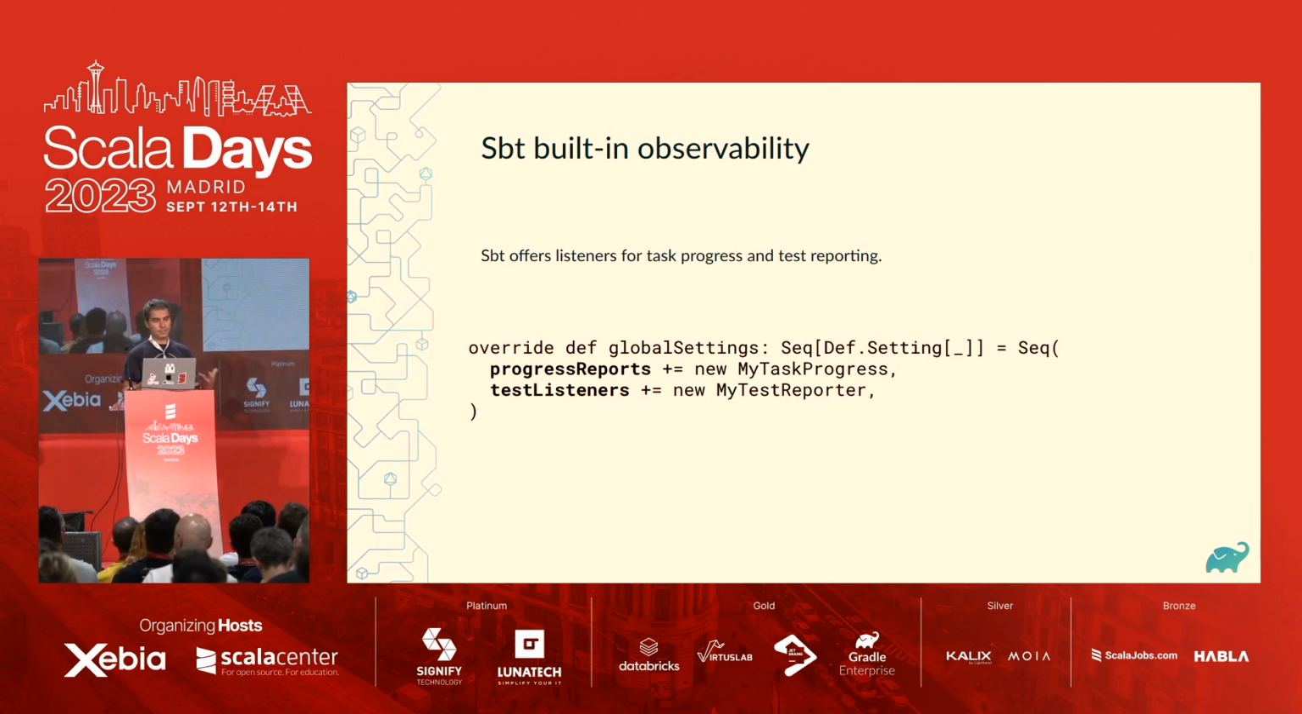So SBT actually has some built-in observability, some listeners that, if you implement those in your build, you can start getting some events out of the execution engine. There are only 2 of those, but they're quite important. The progress reports is a setting where you can add a listener for task execution events, and that's essentially what is used by the visualization I just showed you, the traces that you can open up in Chrome. And there's a specific one for tests that looks a little bit different.